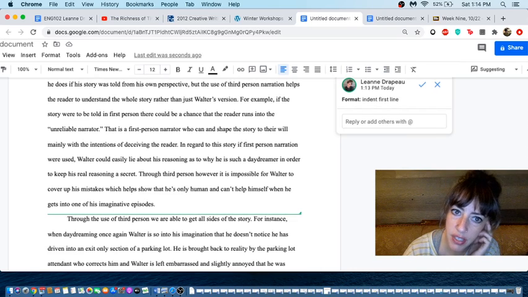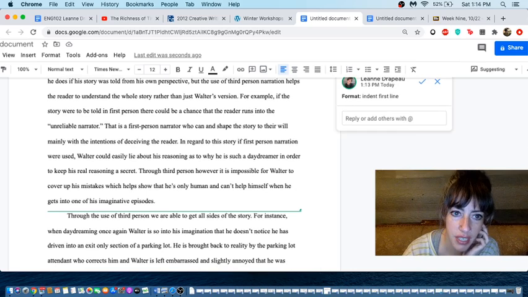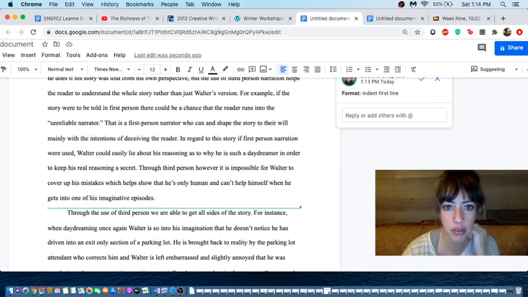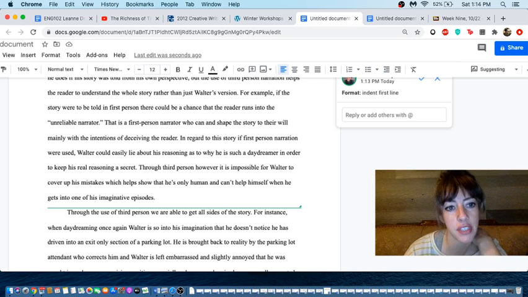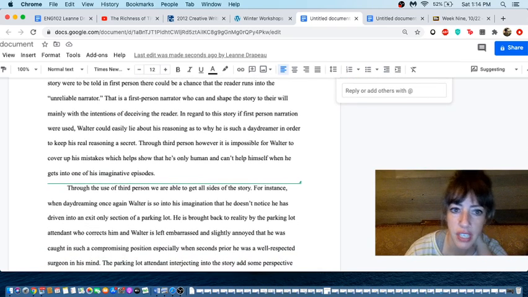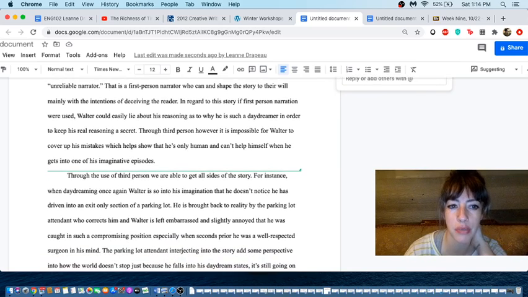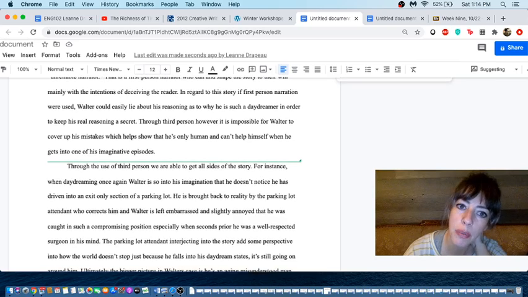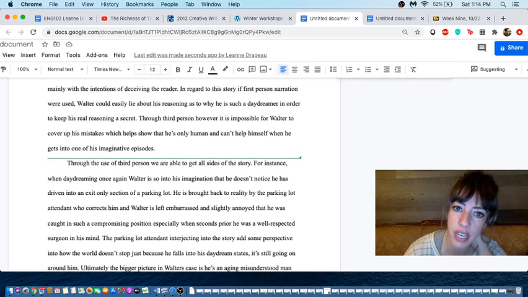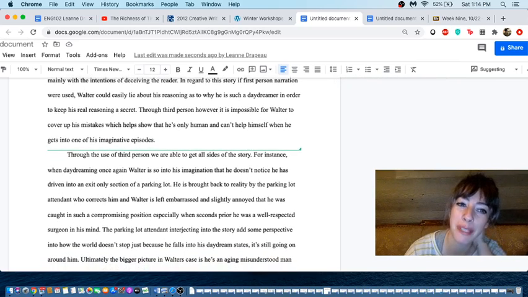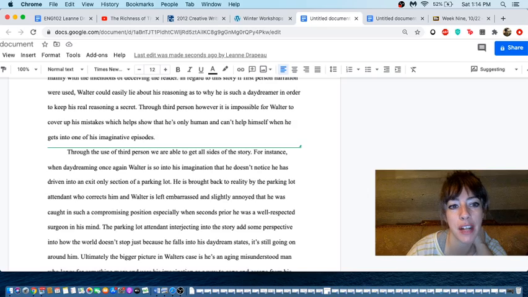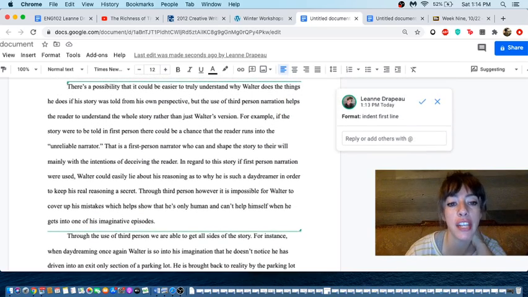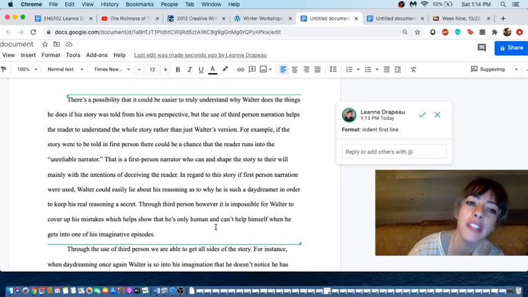"That is the first-person narrator who can shape the story to their will, mainly with the intentions of deceiving the reader. In regard to this story, if the first-person narration was used, Walter could easily lie about his reasoning as to why he is such a daydreamer in order to keep his real reasoning a secret. Through third person, however, it is impossible for Walter to cover up his mistakes, which helps show that he's only human and can't help himself when he gets into his imaginative episodes." So all of this is great thinking.